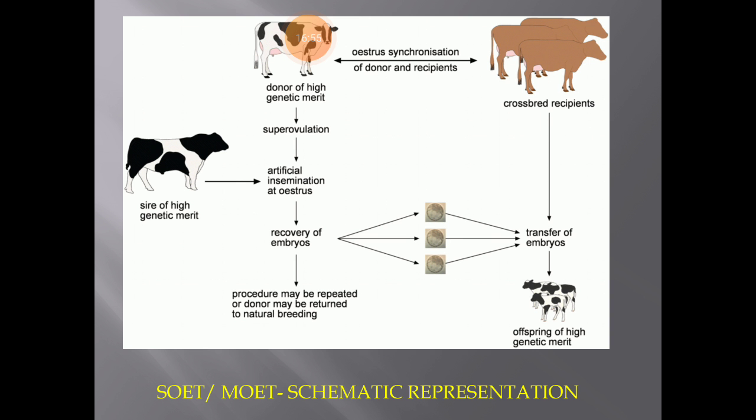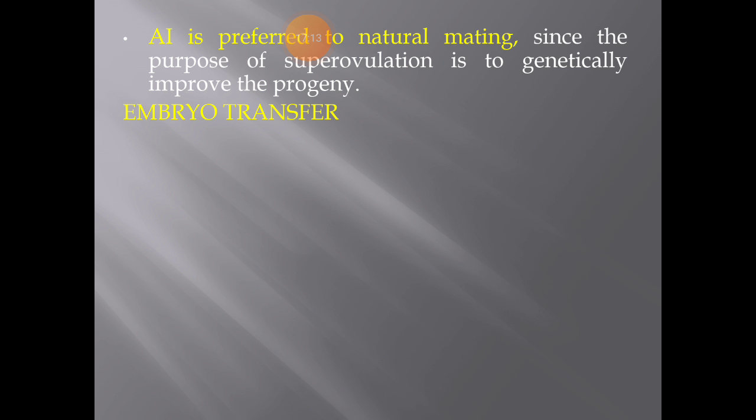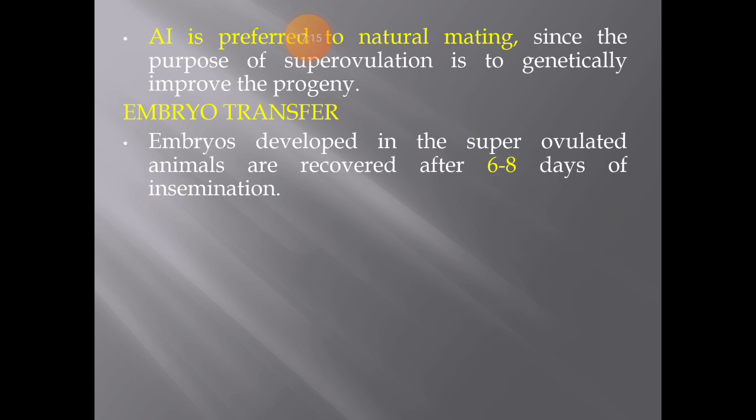First part is the superovulation. Second part, when you transfer the embryos into the recipients or foster mothers, it becomes embryo transfer. So this picture nicely gives you all the steps involved in SOET or MOET. Same thing I have given here. So here also artificial insemination is preferred to natural mating, because ultimately the purpose of superovulation is to genetically improve the progeny and also the number.